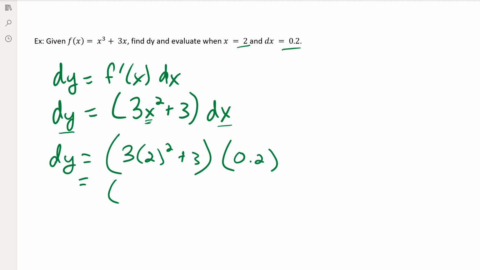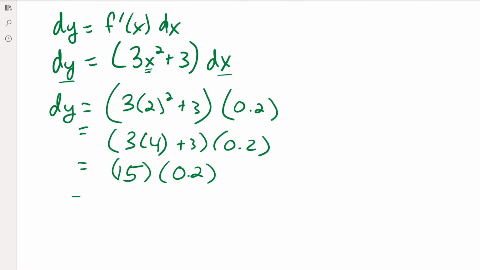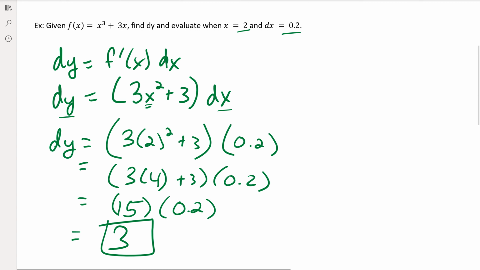So this would be 3 times 4, that's what 2 squared is, plus 3, times 0.2. 3 times 4 is 12, 12 plus 3 is 15. 15 times 0.2 is 3. So if you take 15 times 0.2, you're going to get 3. So that's what a differential is. The approximate change in our y value, in our f of x value, as our x is changed by 0.2, is that y is going to change by a positive 3.